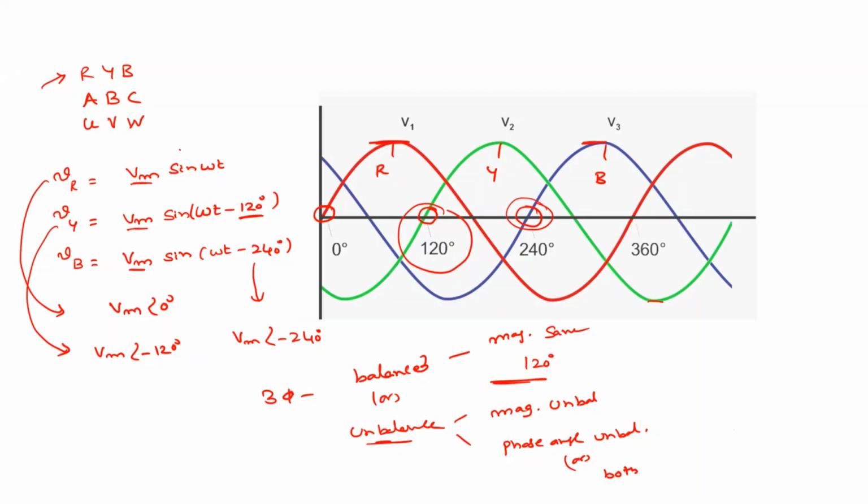Sir, phase angle unbalanced means one angle difference is 120 and another angle difference is 118, like that, sir? Yes, instead of this 120, it may be 116 degrees. Right, instead of that, it may be 232 degrees or 215 or 238 degrees or something like this. So that is exactly not 120 degrees, and that is known as phase angle unbalance. Okay, sir.